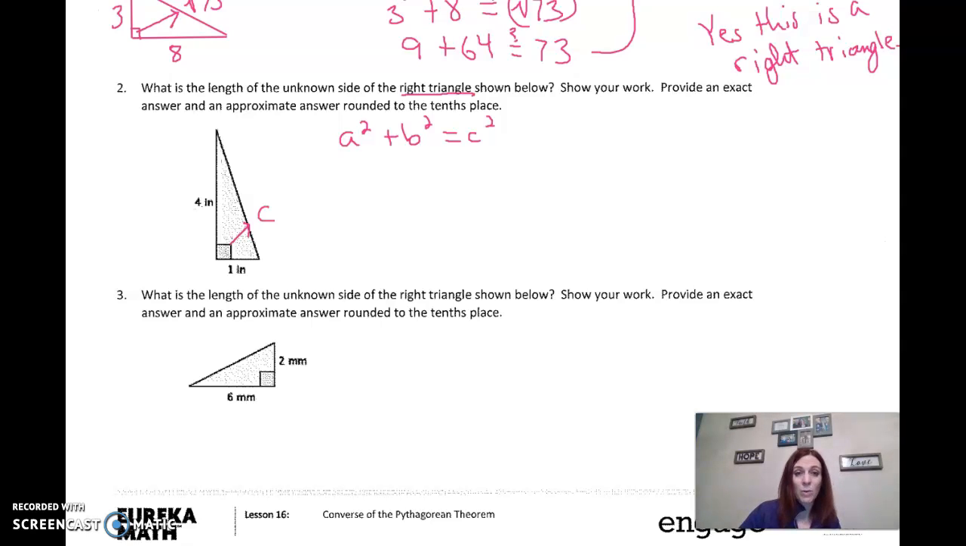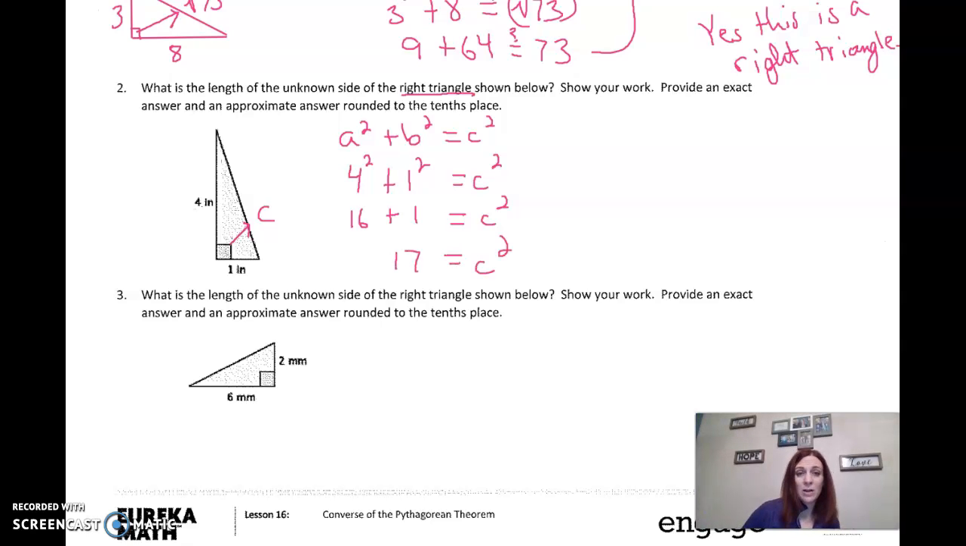So we have a 4 and a 1 here. It doesn't matter which one you plug in for which. So I'm just going to put 4 in for A. So 4 squared plus 1 squared equals C squared. 4 squared is not 4 times 2. Remember, it's 4 times 4, which is 16. 1 times 1 is 1, equals C squared. 16 plus 1 is 17, equal to C squared.